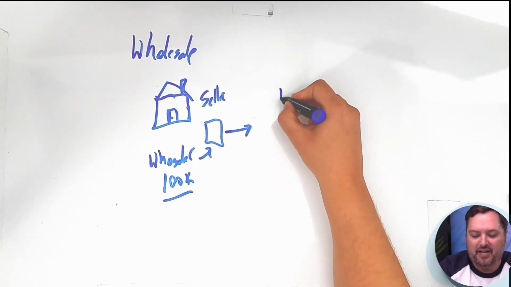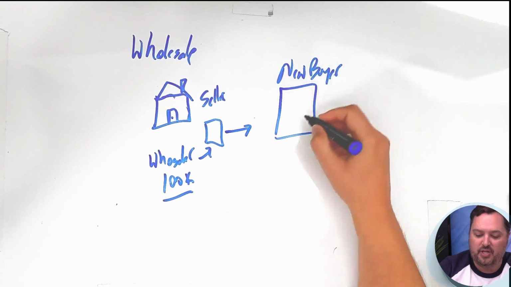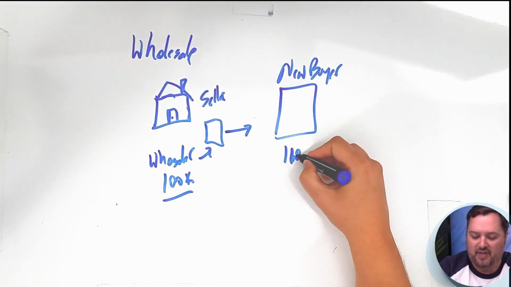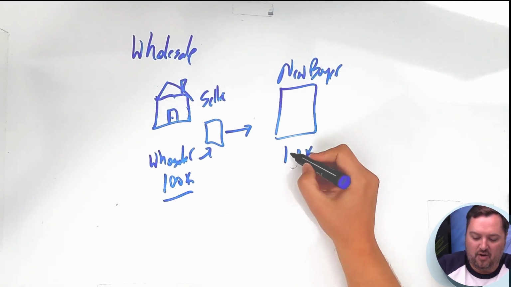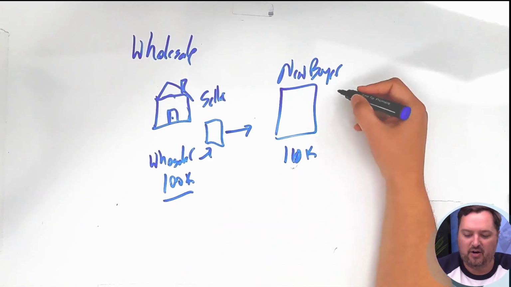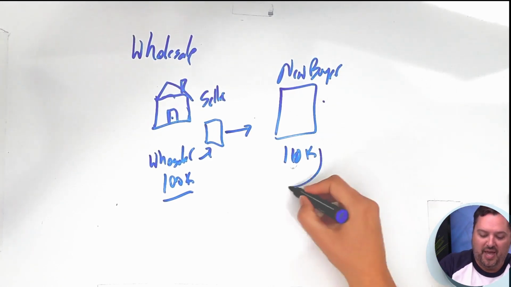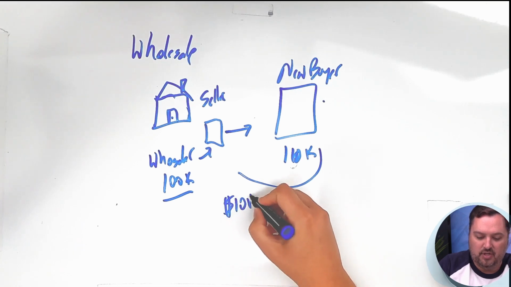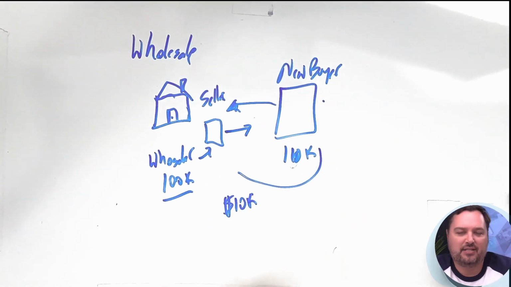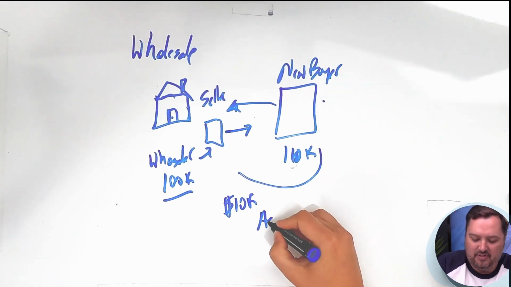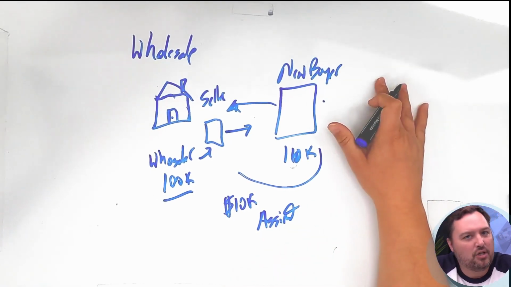So they go and find a new buyer and they say, hey, new buyer, I will sell you this contract for $110,000. Now, this can happen in a variety of different ways, but they're basically saying, I'll give you $110,000. And the new buyer says, sure, I will do that. Then the new buyer either pays the wholesaler $10,000, and then the new buyer goes ahead and closes with the seller. That's called an assignment.